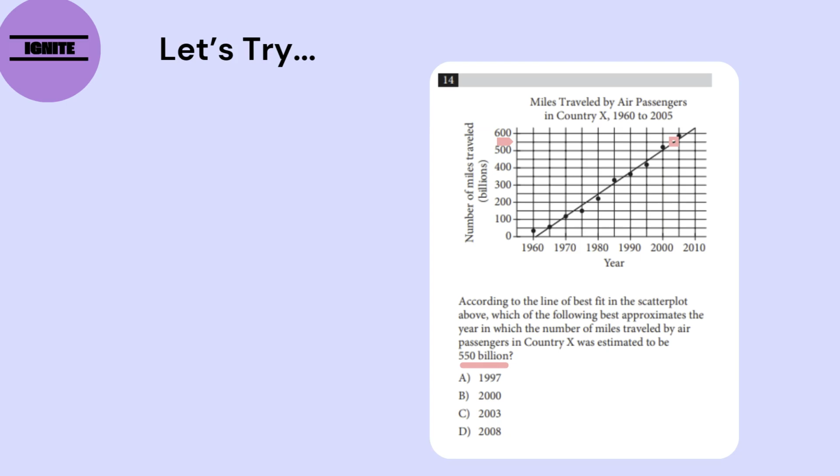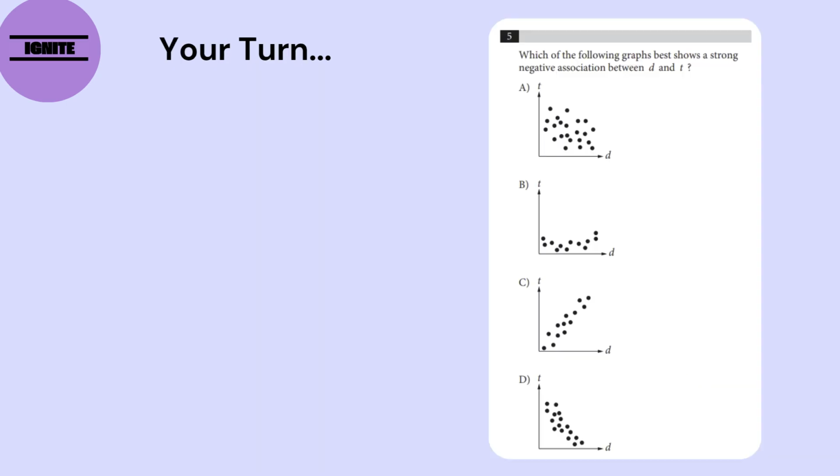And if we go straight down and look down, we can see that the intersection is actually on roughly this number, which, if we look at our answer choices, is 2003. And that's how we would analyze a best fit line on a graph. Now that you've seen a question, how about you guys try doing this one on your own?